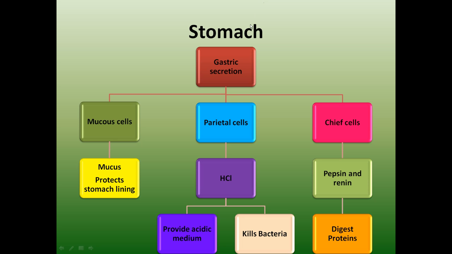Stomach. In the stomach, gastric secretion is secreted by the stomach lining. The stomach lining comprises three kinds of cells: mucous cells, parietal cells, and chief cells. Mucous cells, as the word suggests, secrete mucus. Mucus protects the stomach lining from abrasion by the food. Parietal cells are very important cells that secrete HCl. HCl is hydrochloric acid and it is very acidic in nature. The pH value ranges from 2 to 3.